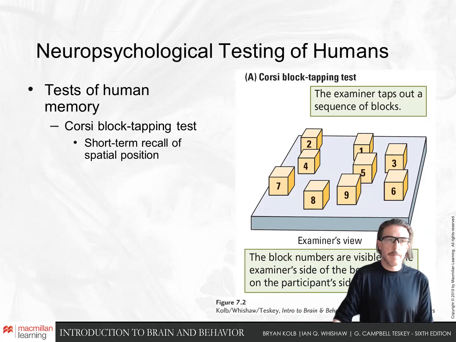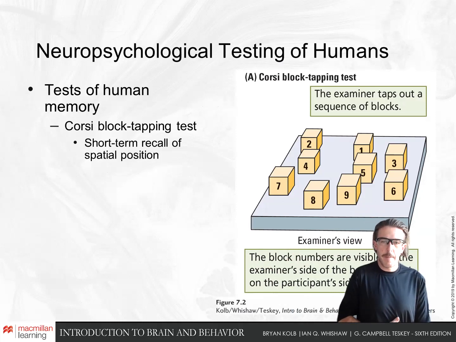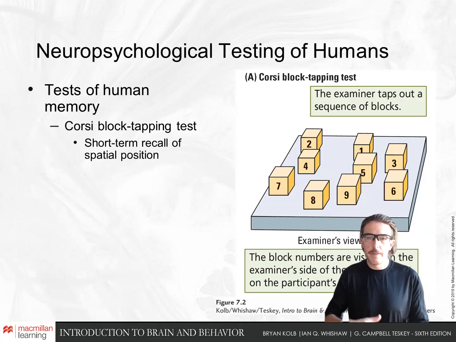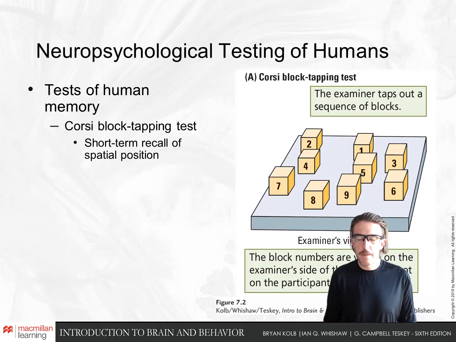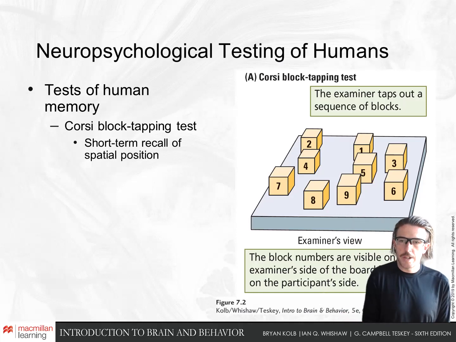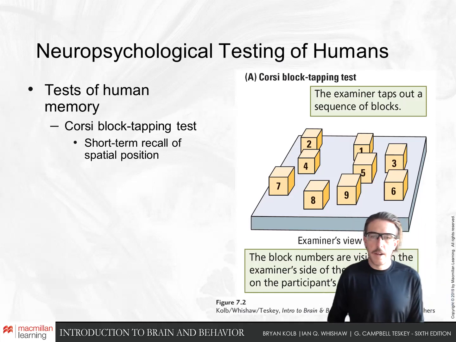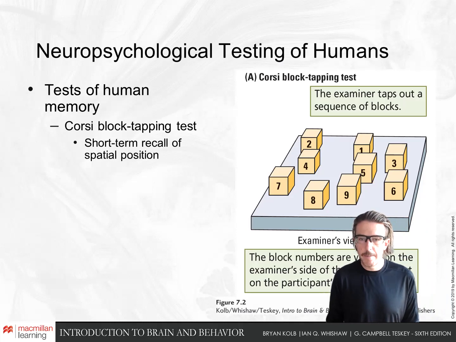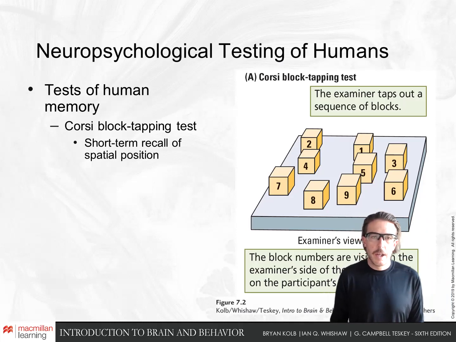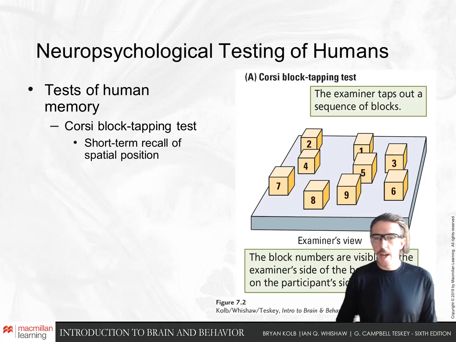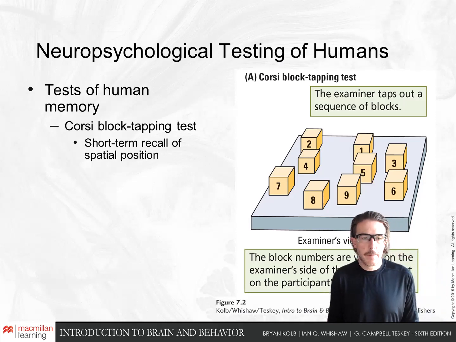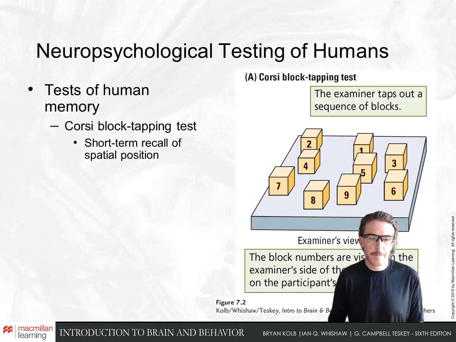So here are three examples of different tests for human memory that measure different types of memory. Here's one that measures short-term recall of spatial position. So can you remember where things were organized over a short period of time? The examiner taps a certain sequence of these numbered blocks, and the patient or the research participant has to follow that same pattern, but without seeing the numbers, just from the spatial layout alone. And the researcher can identify how many of these blocks the patient or participant can remember.